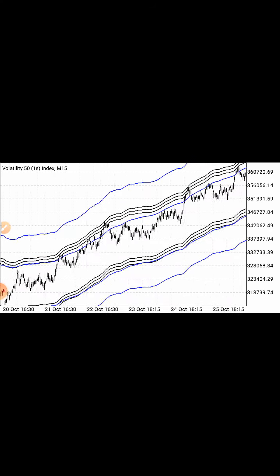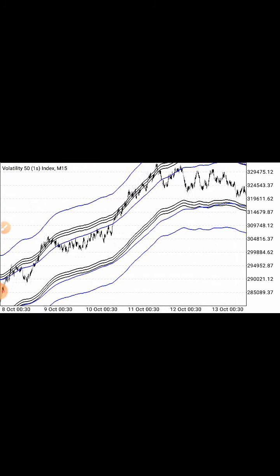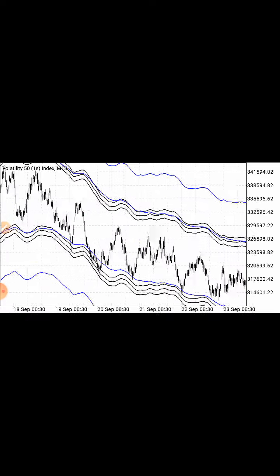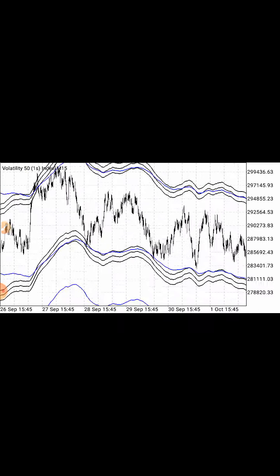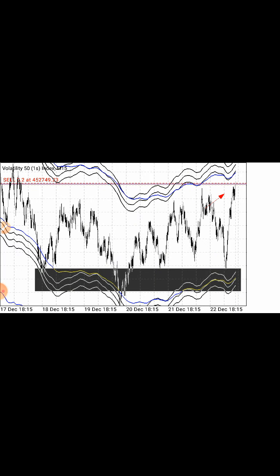M15 is for scalping, day trading, H1, H4. If you want to use this, it is for all volatility pairs. A lot of people ask me which pair this is for, so please note, this is for all volatility indexes.